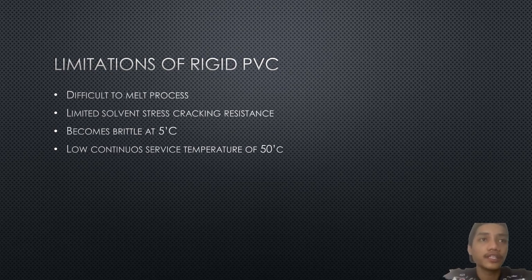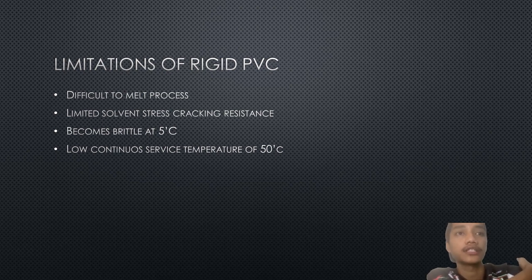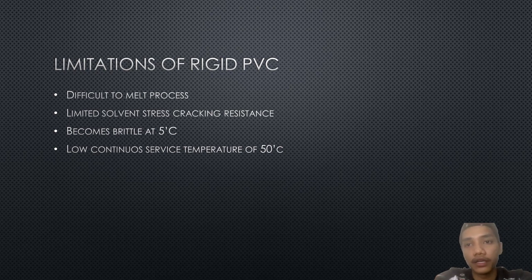Limitations of rigid PVC: it is difficult to melt process, has limited solvent stress cracking resistance, becomes brittle at 5 degrees Celsius, and lastly, has a low continuous service temperature of 50 degrees Celsius.